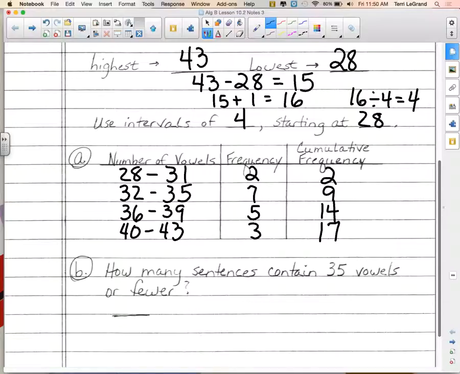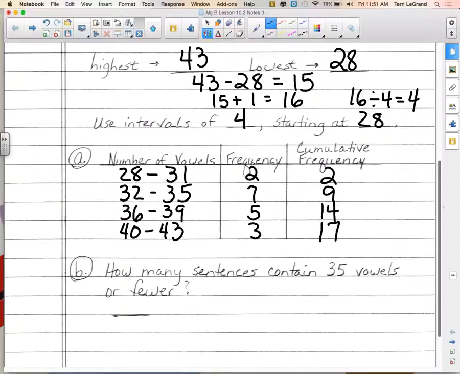These numbers won't add up to 17, will they? Should these cumulative frequencies add up to 17? No. Should 2 plus 9 plus 14 plus 17 add up to 17? No. It should end at 17 because it's a running total, right? Okay? So there's our cumulative frequency table. We're good. We got it.